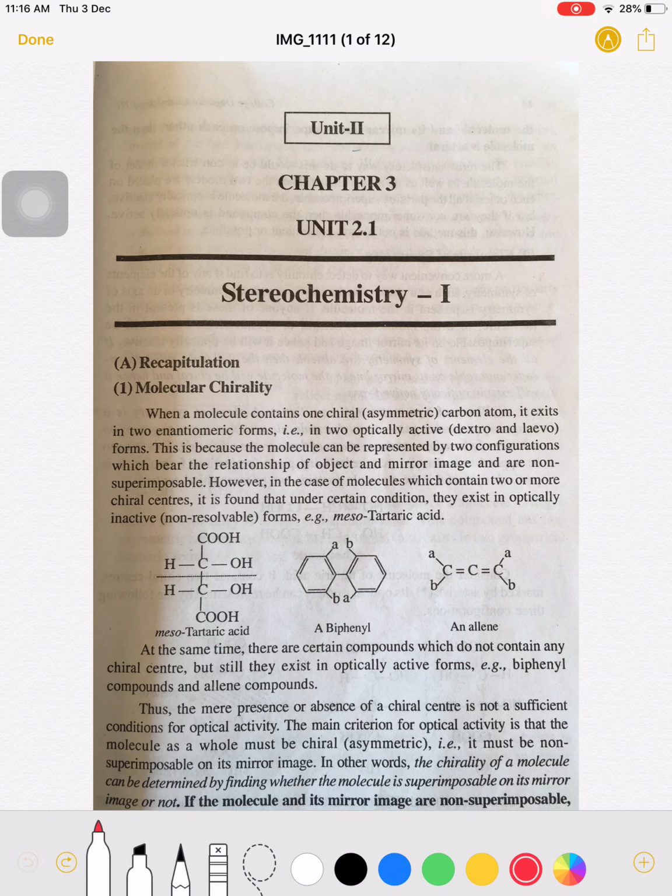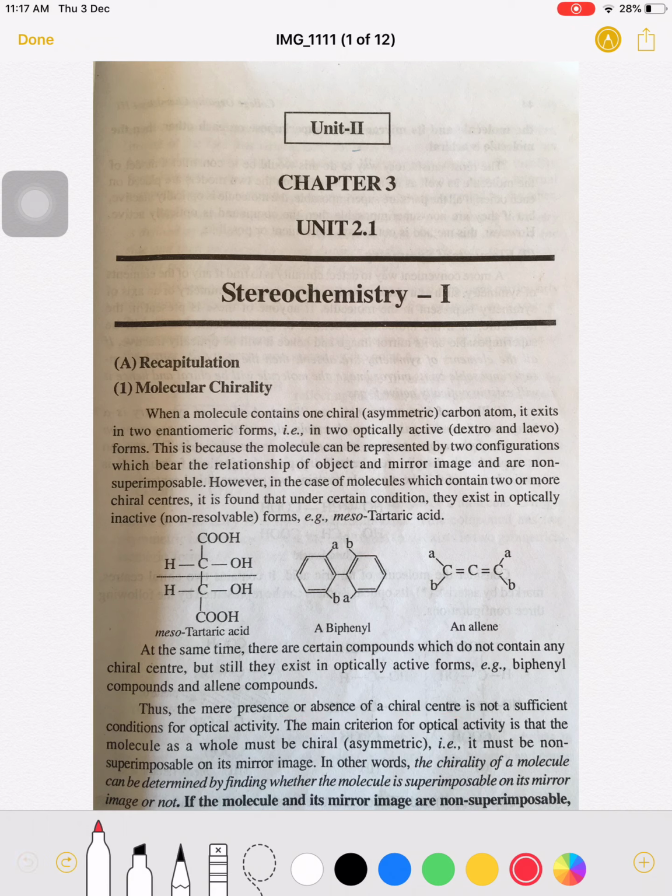But there are certain compounds which do not contain any chiral center, meaning these molecules do not have any asymmetric carbon atom, but still they exist in optically active form. This molecule, though it has chiral centers, is optically inactive. But there are certain molecules which do not have any chiral center. For example, biphenyl and allenes show optical activity. So the presence or absence of chiral center is not a sufficient condition for optical activity.